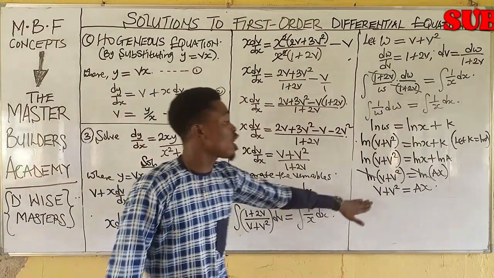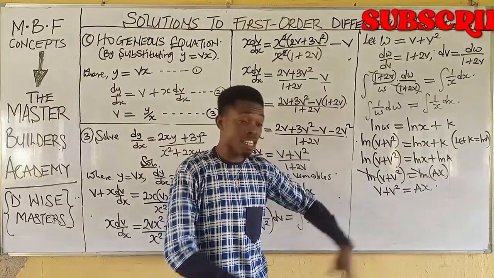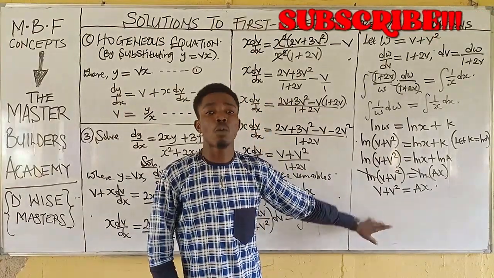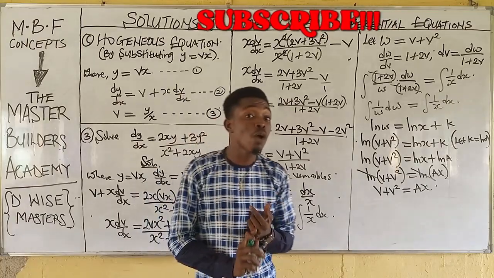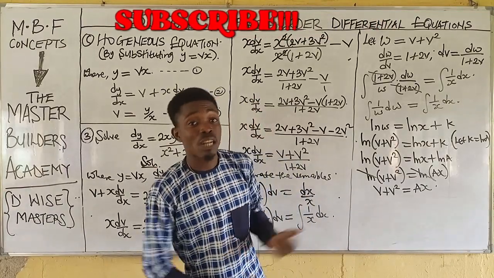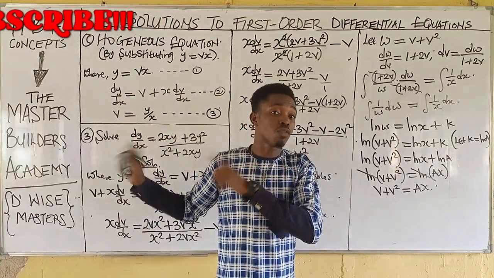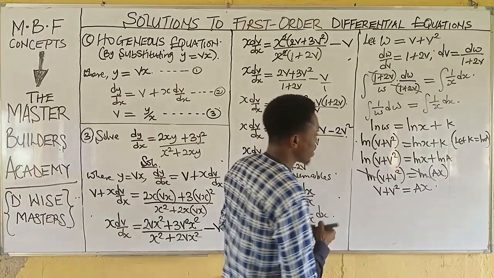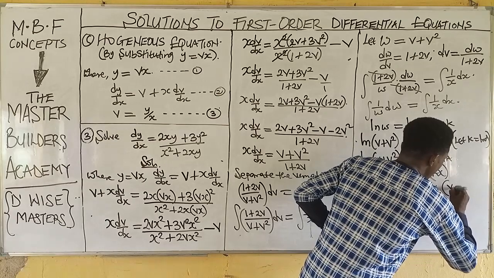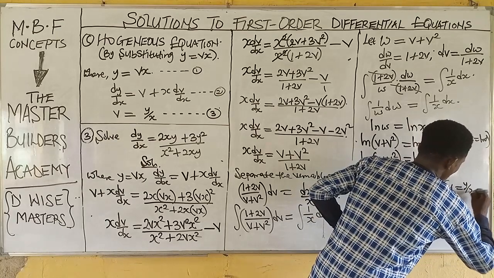Now guys, we cannot leave our answer here. We have reduced this to its simplest form, but we cannot leave our answer here. Why? Because the question never came with v, but it came with x and y. So how do we replace v? That is where we now make use of what? Equation 3. You simply recall that v is equal to y over x.